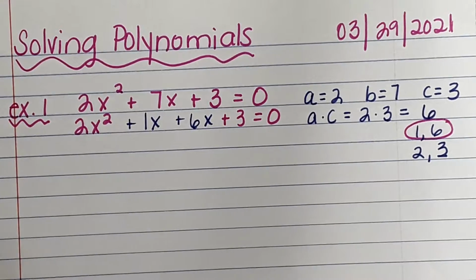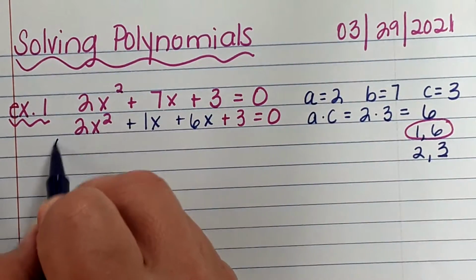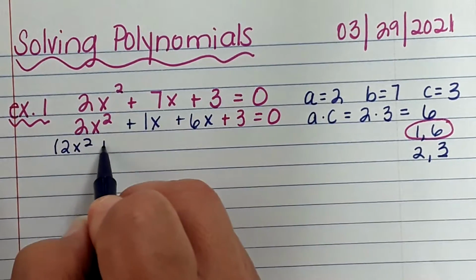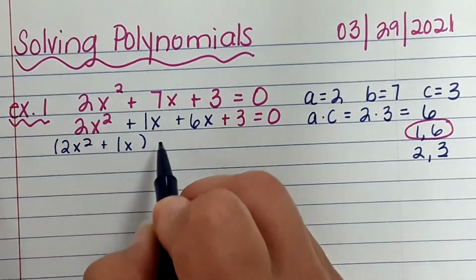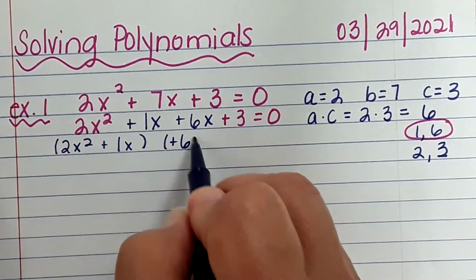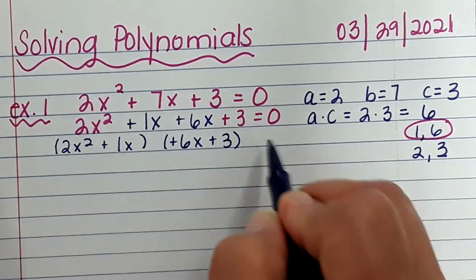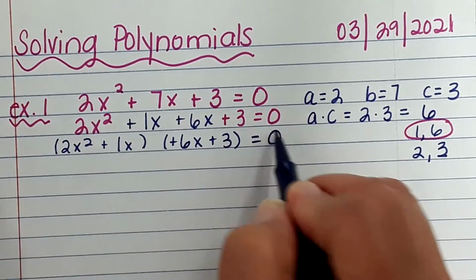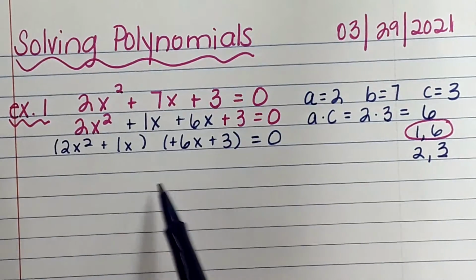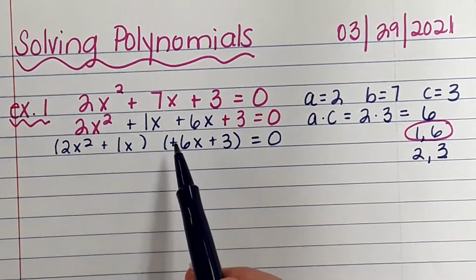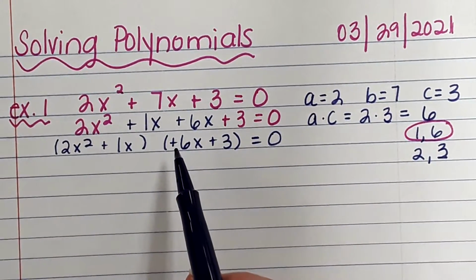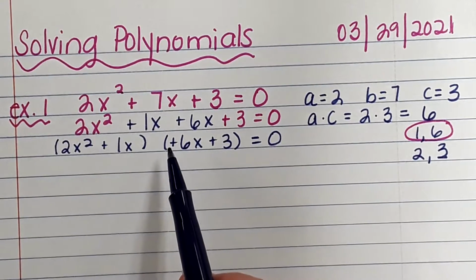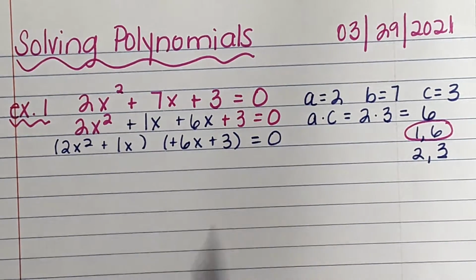Now, what am I going to do? Group them. So I'm going to group 2x squared and 1x, and I'm going to group the positive 6x plus 3. And I'm going to put that equal sign, equals 0. Now you remember, I grouped the addition symbol with the 6, so it tells me I need to pull out something positive out of here.